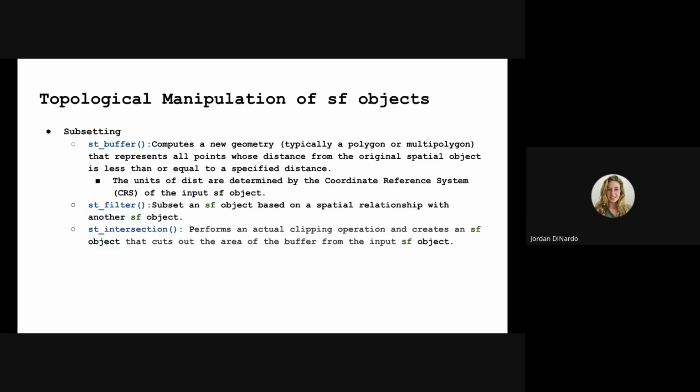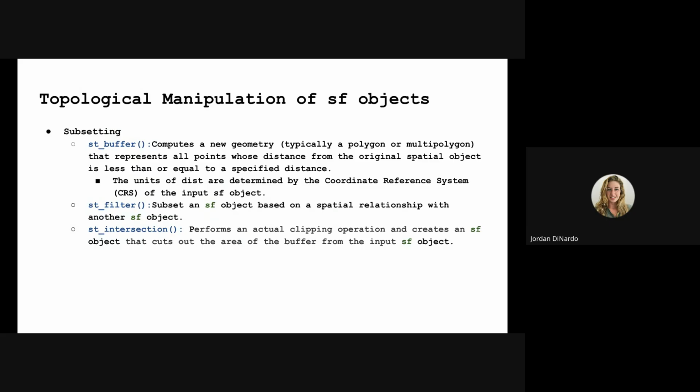So if you want to use a buffer, you would use st_buffer, and this computes a geometry, typically a polygon or a multi-polygon, that represents all points whose distance from the original spatial object is less than or equal to the specified distance. So for example, say you have a collection of points and you want a buffer around each point that is 20 kilometers. Within these parentheses, you would put in your shapefile name and then indicate the buffer size, which is the radius.